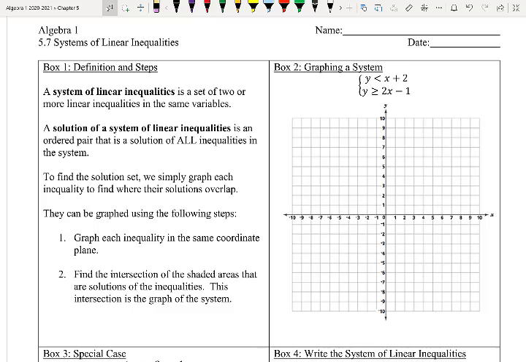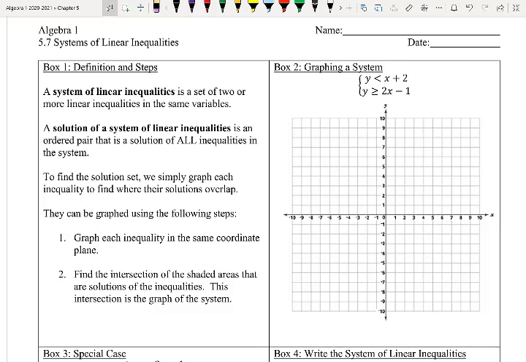We know that in a system of equations, a solution of that system is only a solution if it's true for both of the equations in my system. The same thing applies here for a solution of a system of linear inequalities. It has to be an ordered pair that is a solution to all of them.